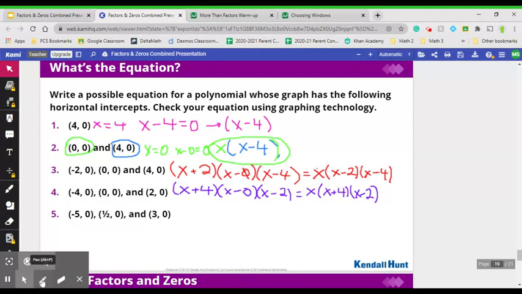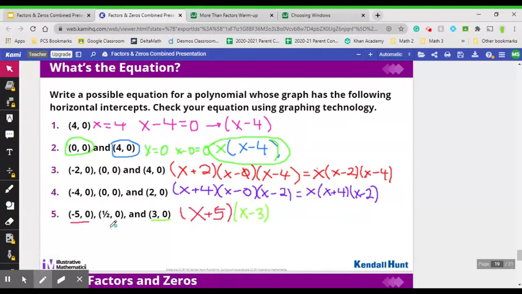For number 5, I want to take a little bit more time on it. The -5, 0 is just like before. It would just end up being x minus 5, x plus 5. And then the 3, 0 part would end up just being x minus 3, just like we saw in the other problems. But now the last one, the 1/2, 0, ends up being a little bit different.